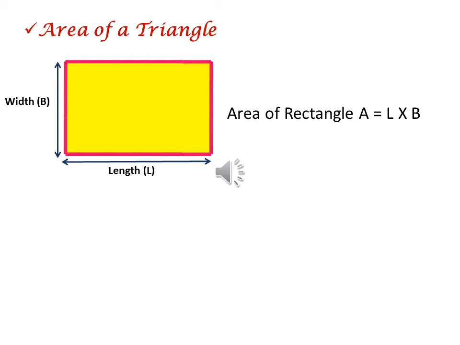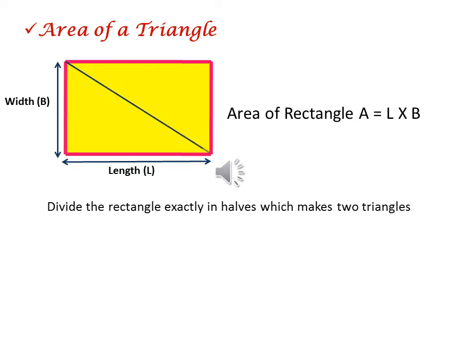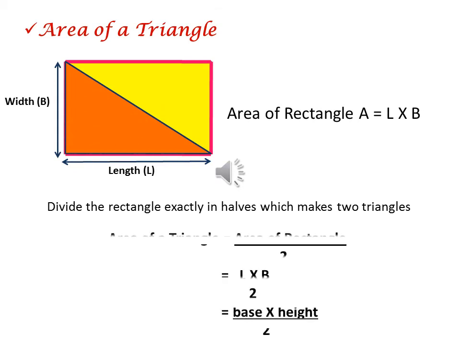Now let's see how to calculate the area of a triangle. Let's start with a rectangle. In the last slide we have learned the area of rectangle is equal to length into breadth. So let's divide this rectangle exactly into two halves, which makes two triangles. So area of triangle will become area of rectangle divided by 2. That is equal to length into breadth divided by 2.